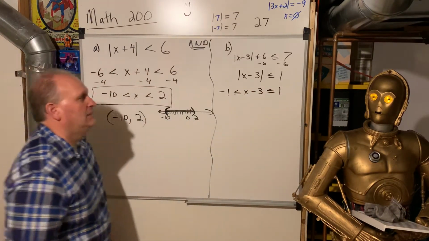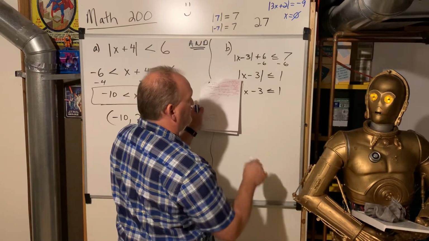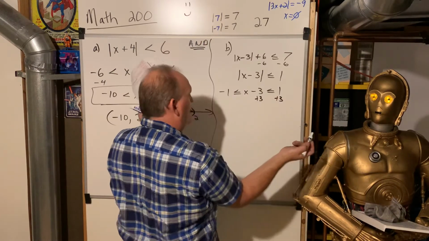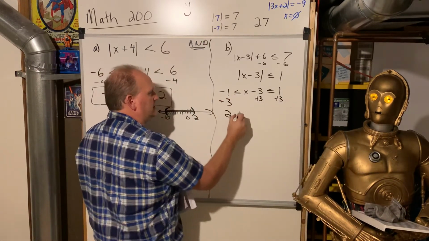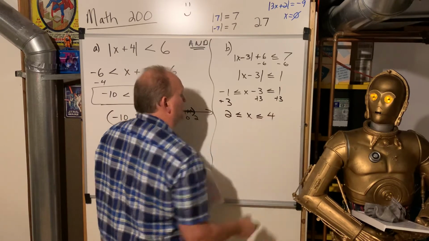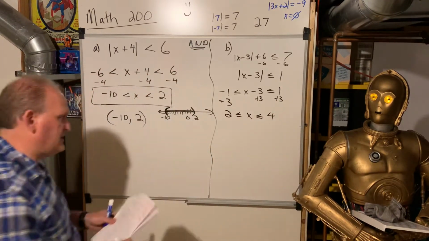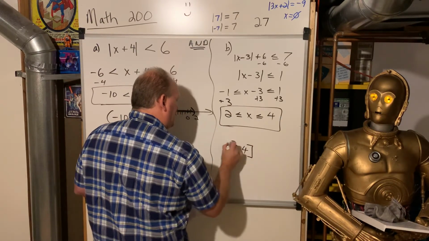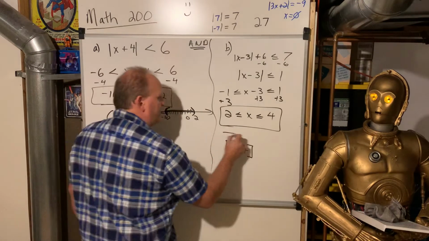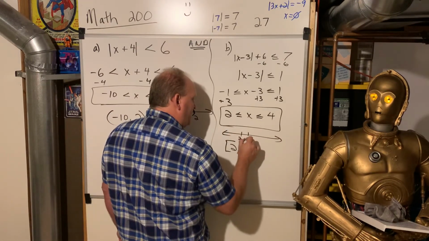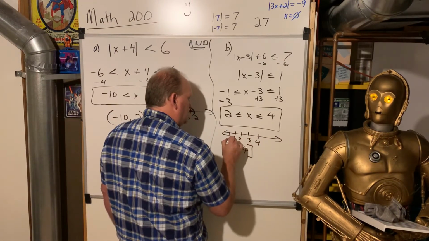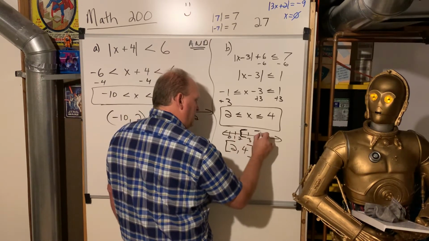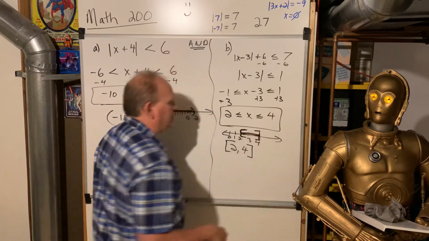Now cover that up with your thumb if you're a little shaky. Add 3, and then uncover it, and go, oh, third side, add 3. So from 2 to 4 inclusive, that is a bracket. If we did the graph, look at how close the graph is to the interval notation. That would be a bracket right there, a bracket right there, and then shaded in between.